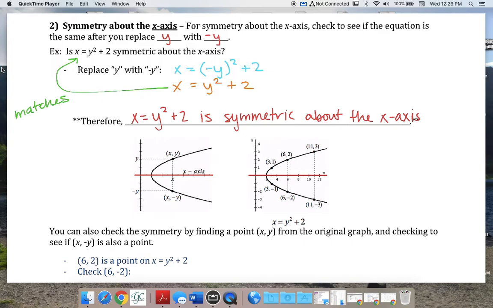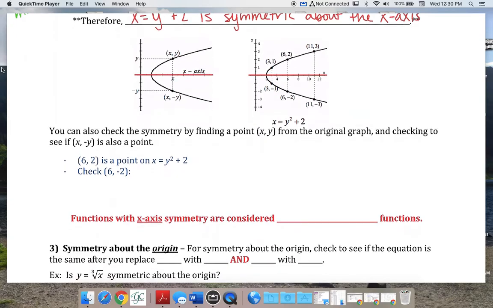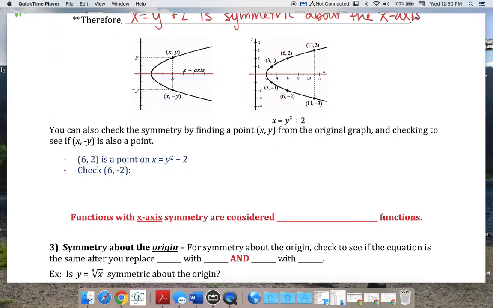So if when we had plugged in that negative y, it left us with a negative y squared plus 2, or if it had changed up our equation more than that, then our equation would not be symmetric about the x-axis. So just like with y-axis symmetry, we can also check x-axis symmetry with an ordered pair. You'll see that they have graphed the equation x equals y squared plus 2 for us here. And on the second graph, they have provided some ordered pairs. We can choose any of these ordered pairs to check. We're going to use the point 6, 2 as our checkpoint.